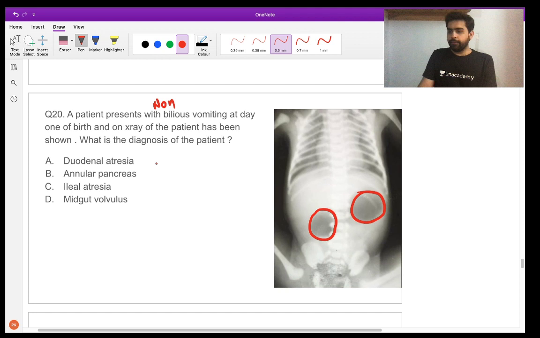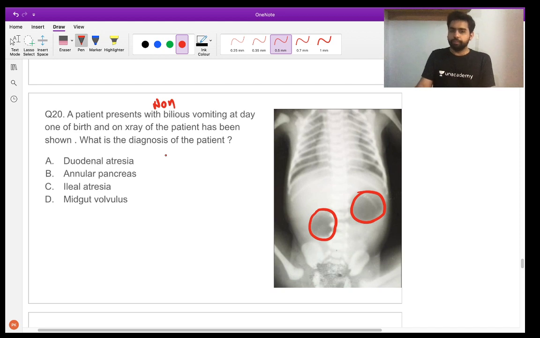A patient is coming to you. If I change it to non-bilious vomiting, what is the answer? Don't write yes, just tell me the answer. The patient has non-bilious vomiting on day 1 of life, and this X-ray is being shown to you. Very good, Arshad. Now you have got it.